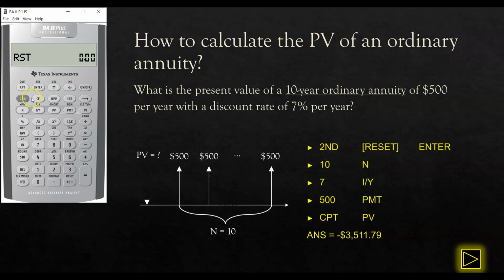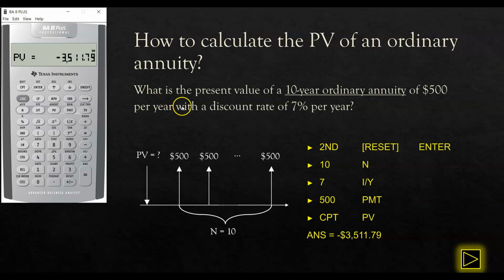All right, so the first thing is second, reset, and enter. And then I want to put in 10 for N, and then 7 for I/Y. As I said, we have this $500 reoccurring 10 times, so we put in 500 as my PMT. Then I can go ahead and calculate the present value. Not surprisingly, the answer I have here is the same as the one on the slide. And this is how you calculate the present value of an ordinary annuity.